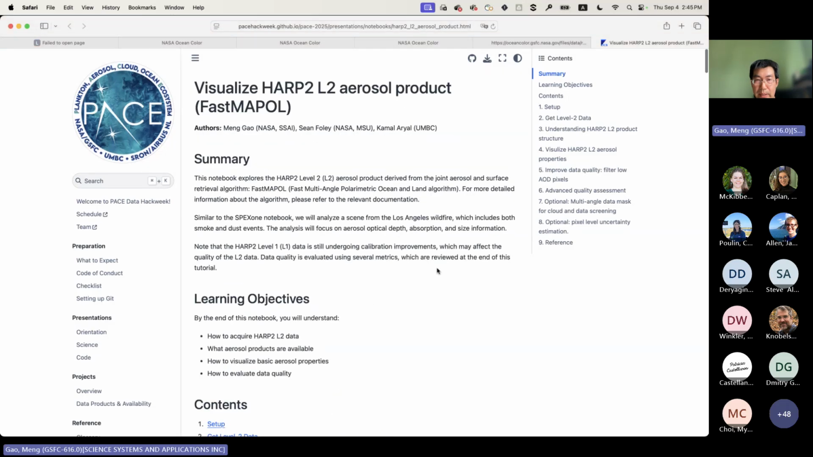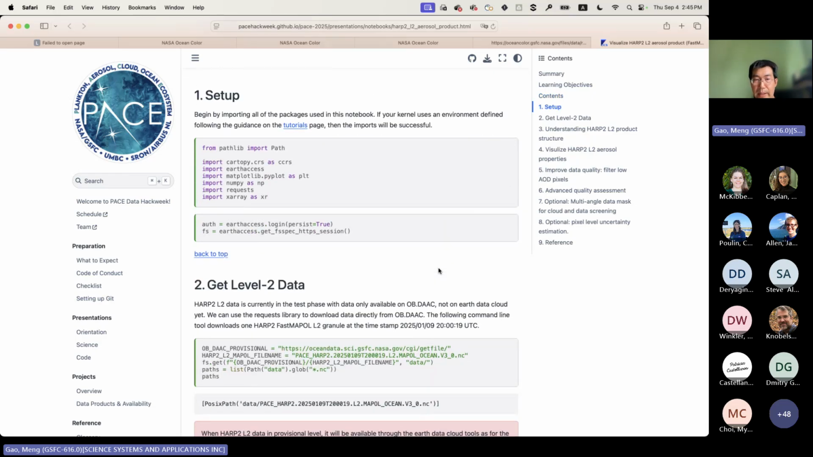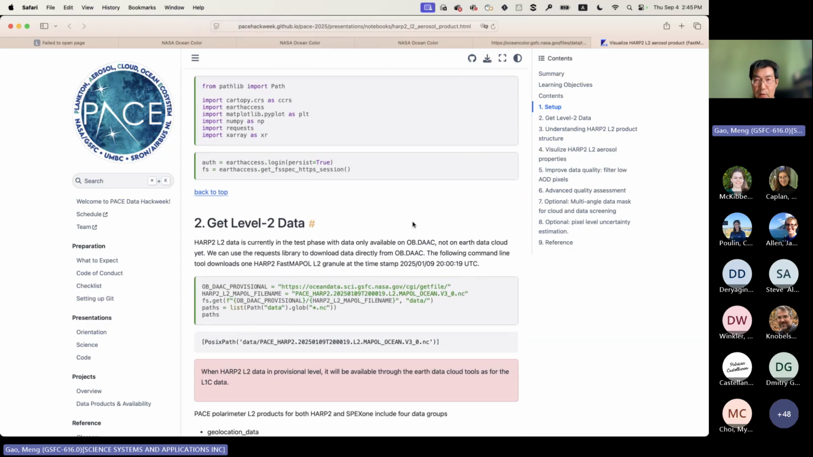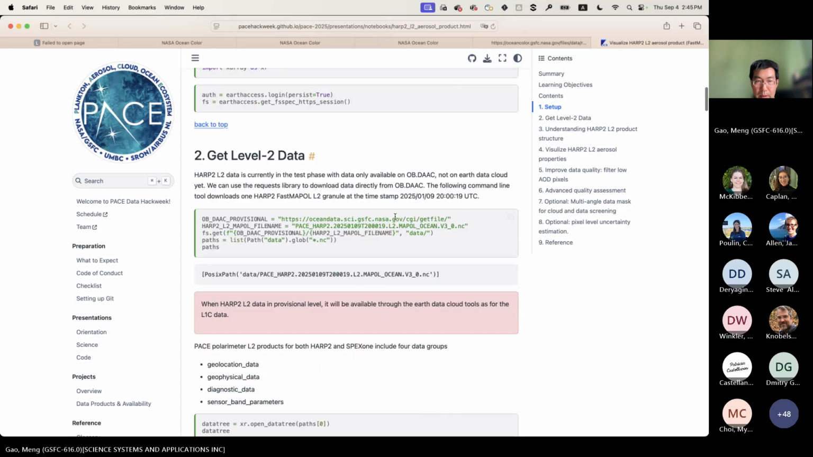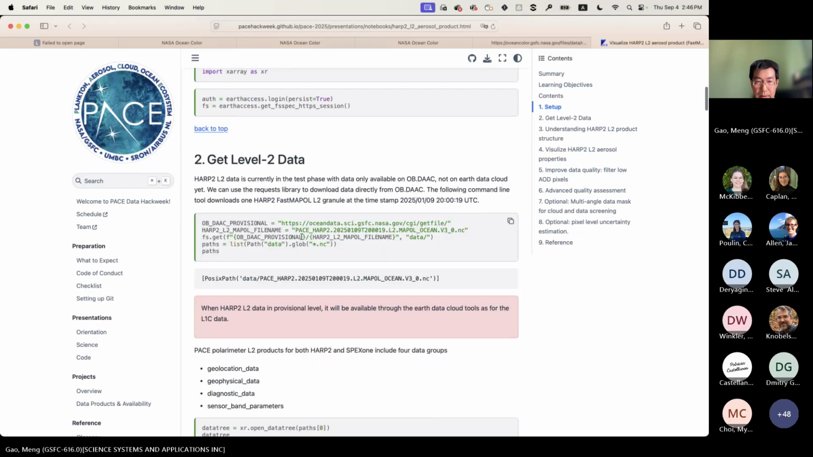Basically, we demonstrate how to access HARP2 data and understand the basic data structure. This will also be true for almost all the current HARP2 and SPEXone level 2 aerosol products, which have the same file structure, so you should be able to work on all of the products using the same notebook. We rely on the earthaccess module, which we can use to download data directly from our data server. For remote-sensing-type products, the data is also on our data cloud, and this tool can also help you to play with that.